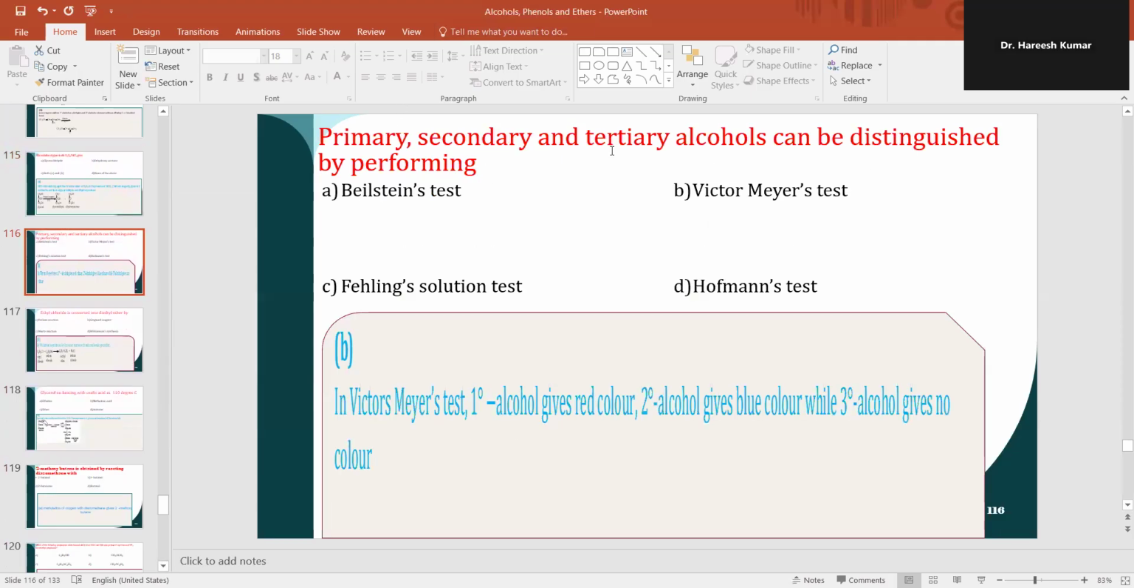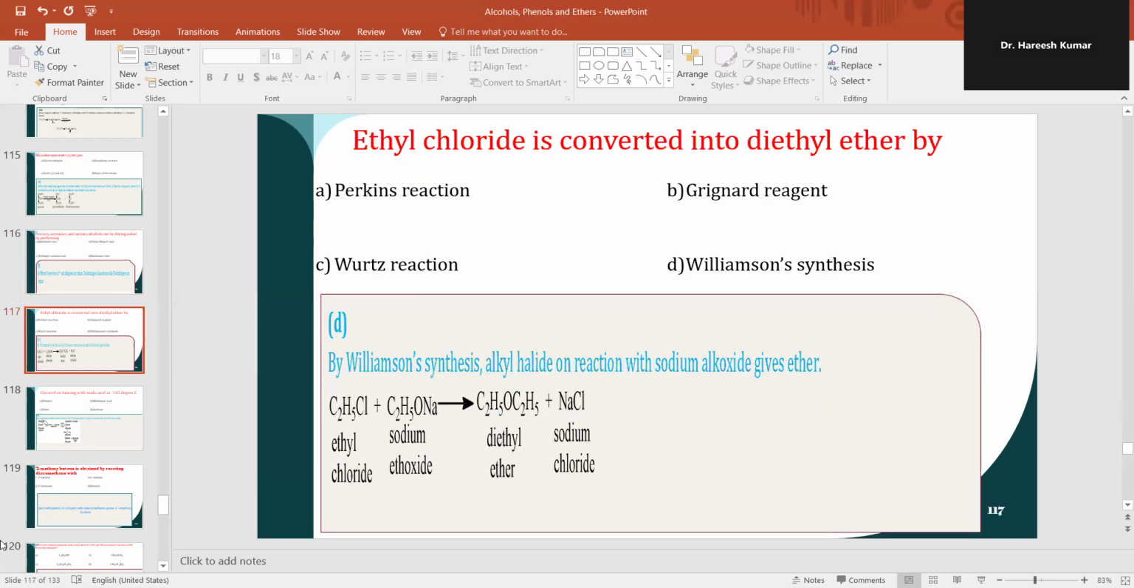So primary, secondary and tertiary alcohol can be distinguished by performing Victor Meyer's test. In Victor Meyer's test, primary alcohol gives red color, secondary alcohol gives blue color, tertiary alcohol gives no color. Let's take another question.